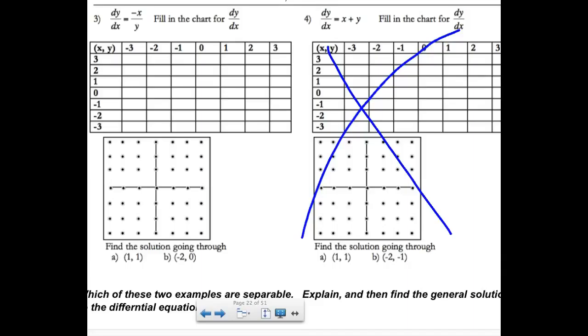If I'm going to make the chart, here's where I look first. Where are the slopes 0? Because those are my favorite to draw. Anywhere, what happens?